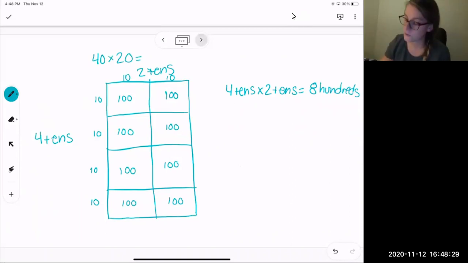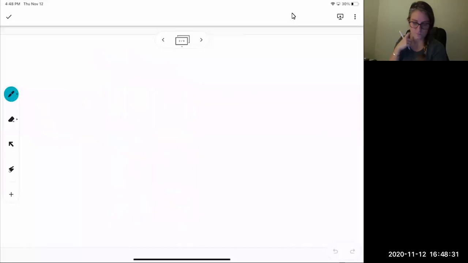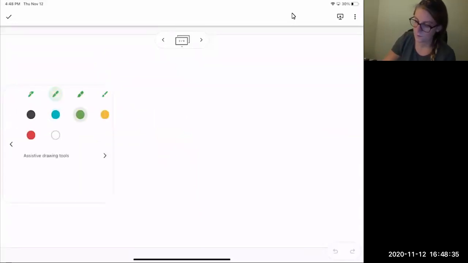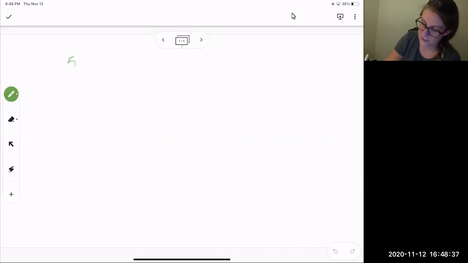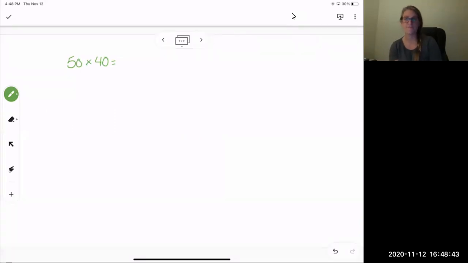Okay, let's do another problem. This time I want to do 50 times 40. And actually, I want you to do this one on your own. Okay, first, I want you to write it in unit form, and then I want you to represent this as an area model, just like we did in the last question.